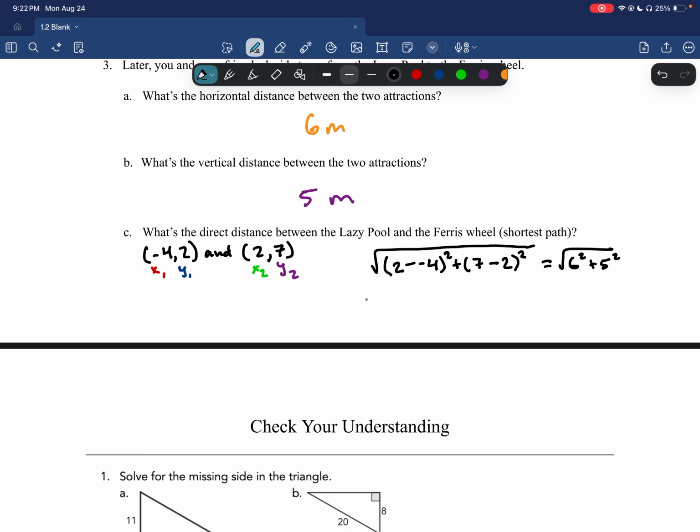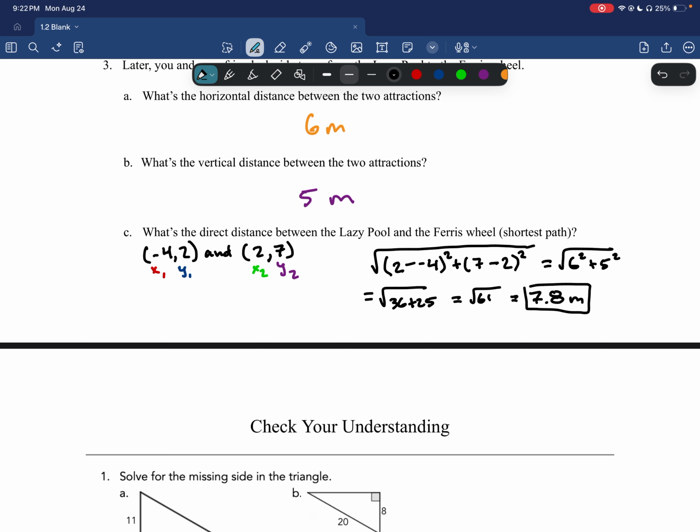Okay. If I keep simplifying, 6 squared is 36. 5 squared is 25. And then you can add those up together. 36 plus 25 is 61. And then I can plug this in my calculator. So again, we could have plugged this in our calculator, or I can plug this in our calculator. Square root of 61 is 7.8 meters.